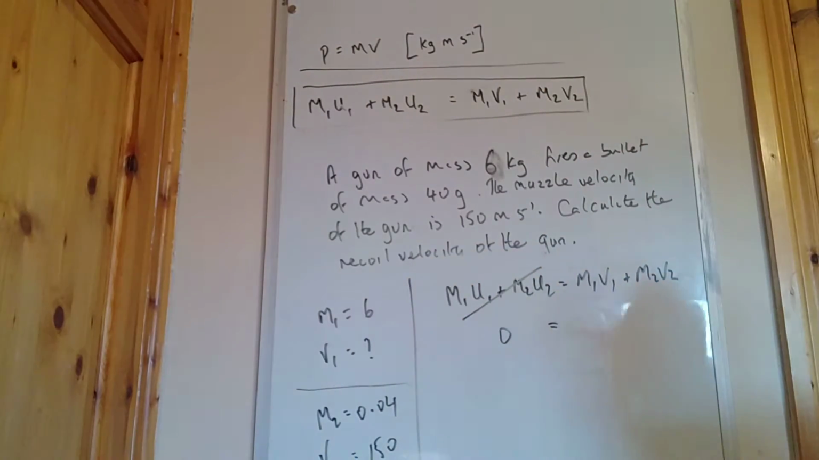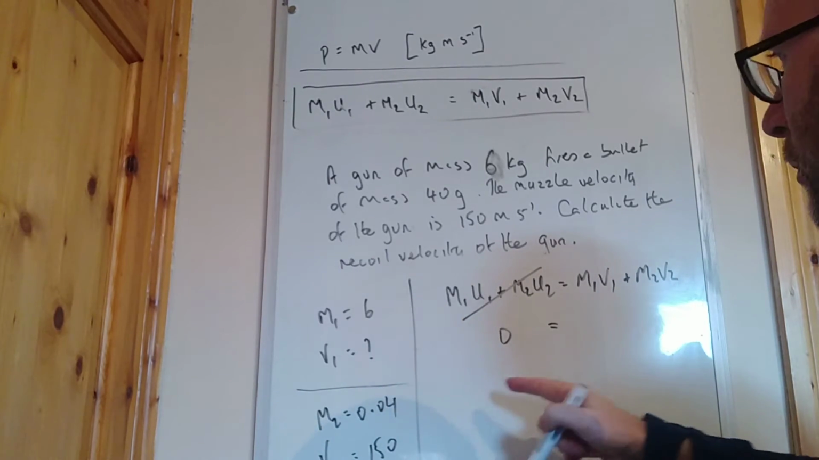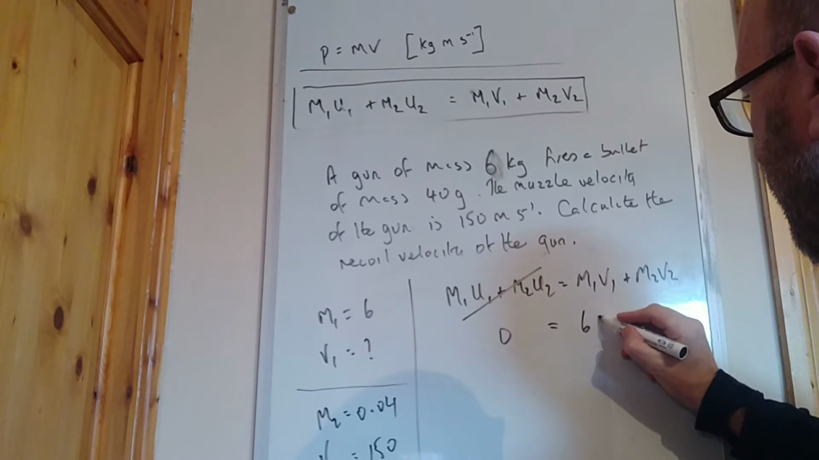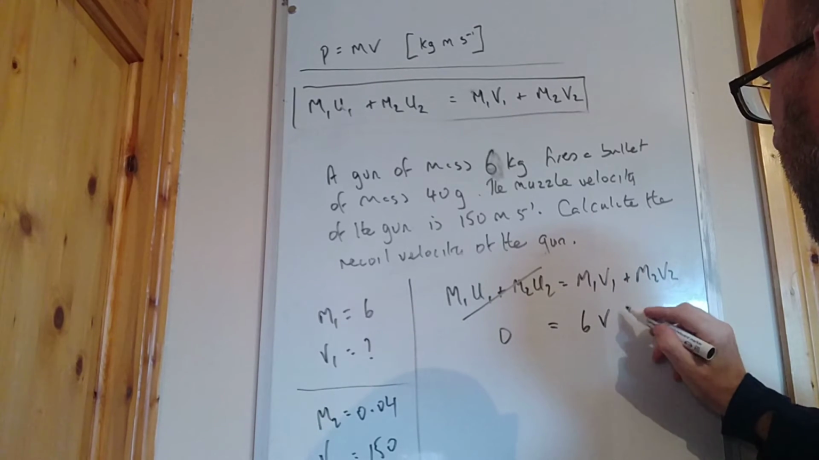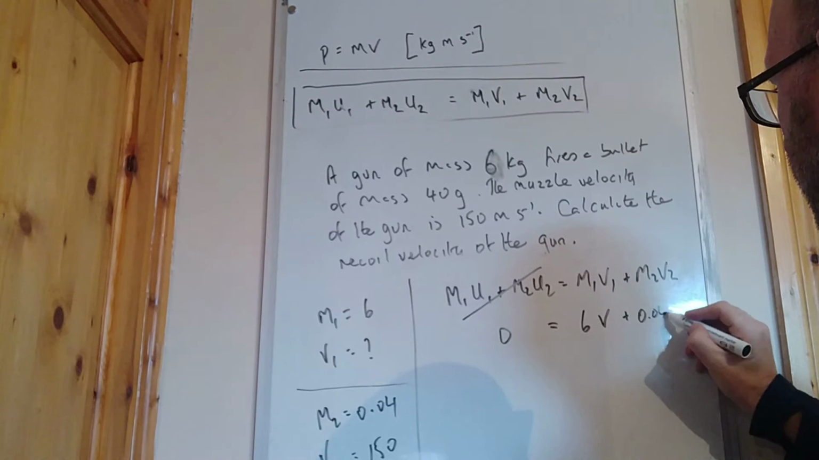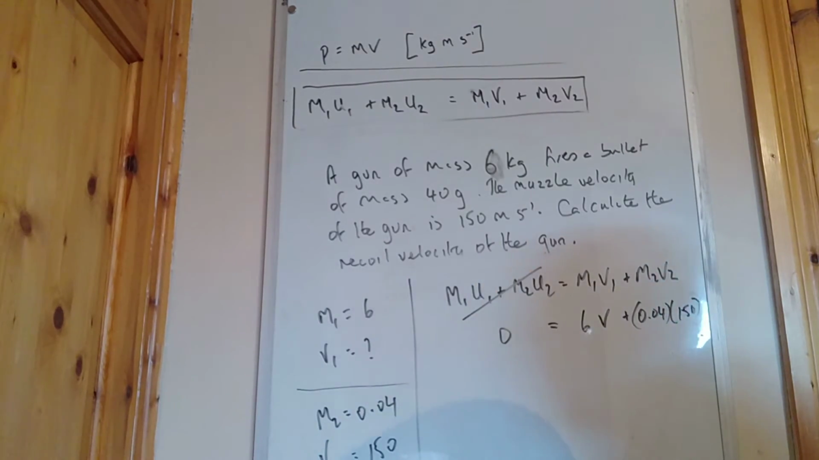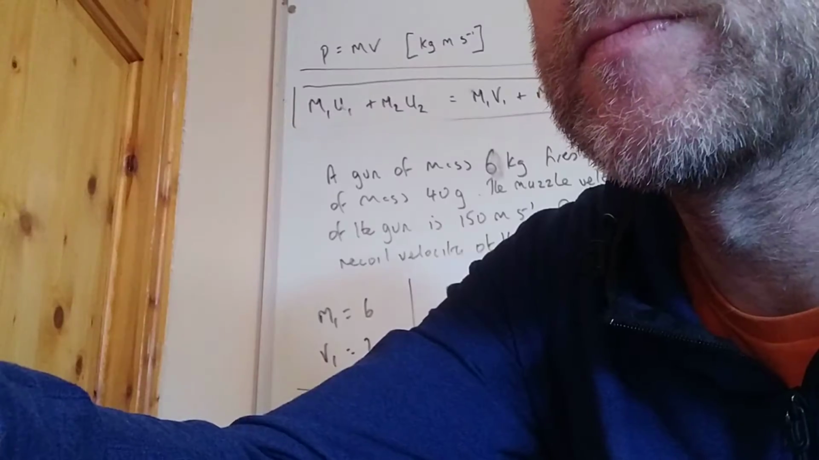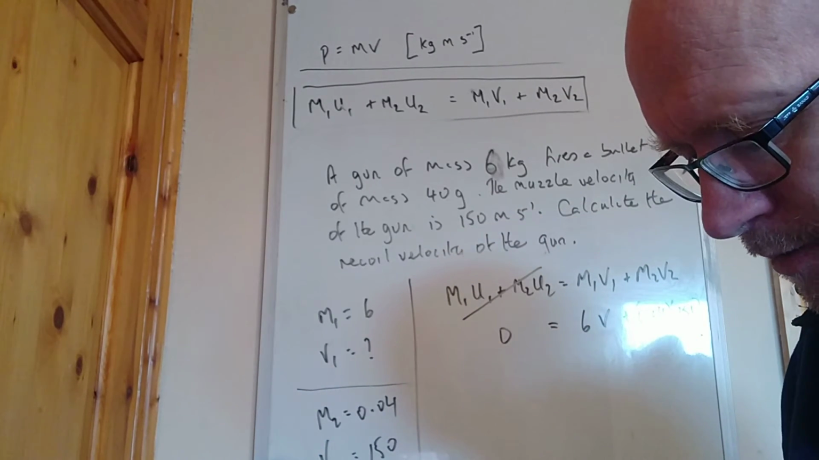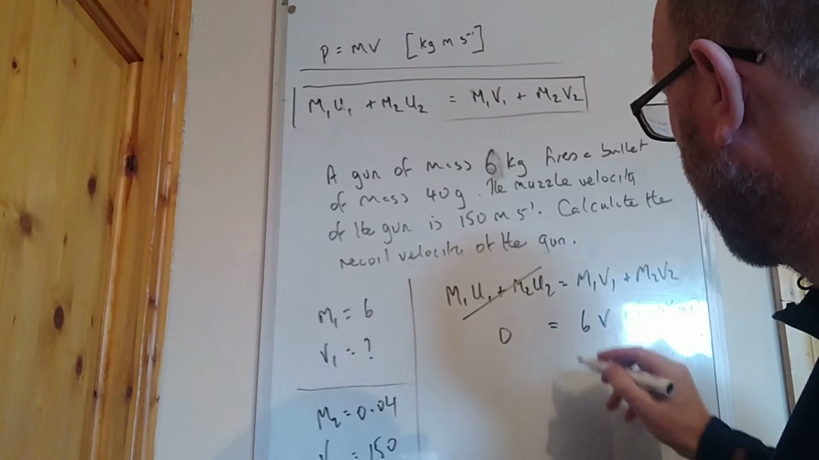Okay, so we're ready to fill it in. We have 4 variables here. We know 3 of them, so we're obviously in business. So we have 6 times v1, the velocity of the gun, plus 0.04 times 150. On the calculator, 0.04 multiplied by 150 is 6.